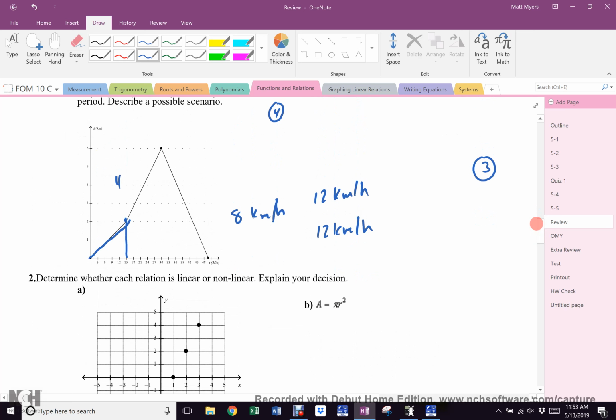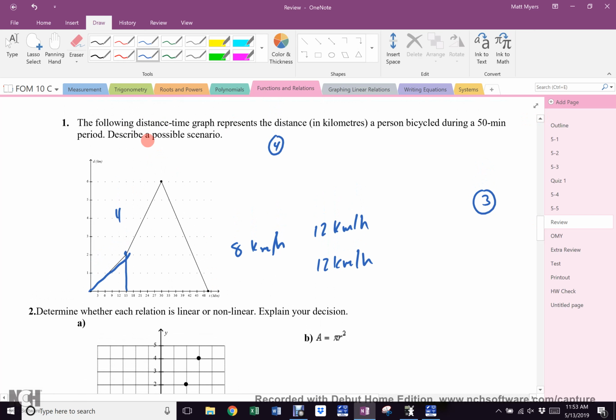So that was out of 3. Did anybody need to discuss why that was rode away, sped up, rode home? Everybody's good. Why is this a typo? It says distance time. What should it say? Displacement or position. Right? Okay.